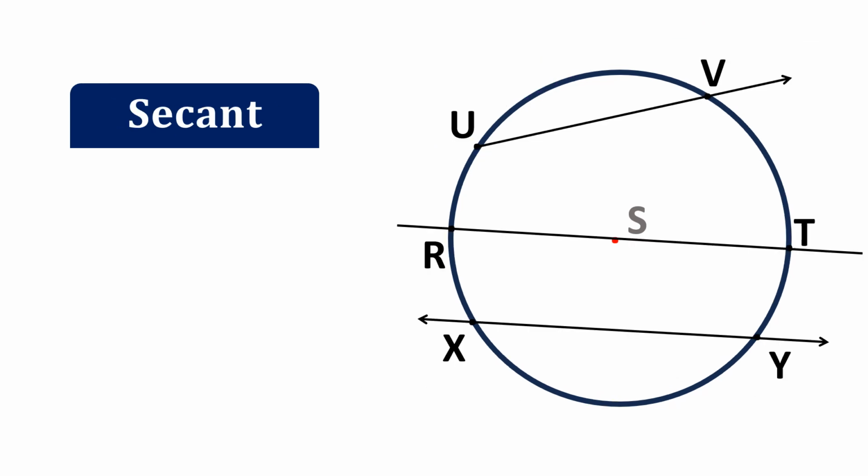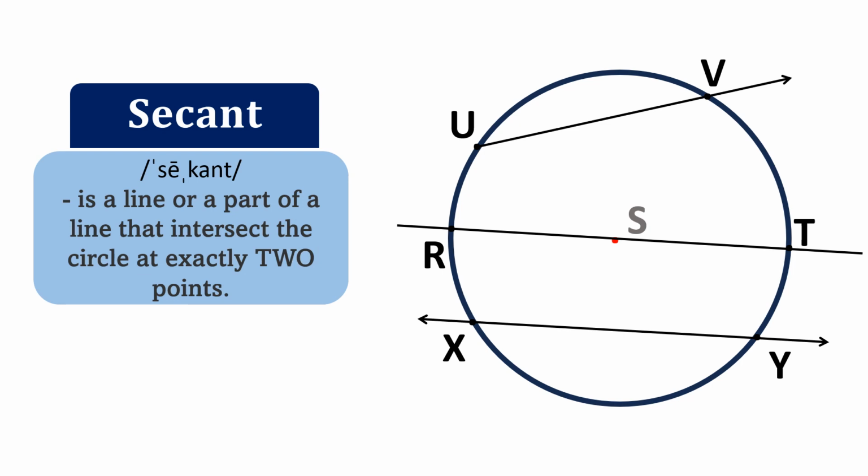Next is secant. It is a line or a part of a line that intersects the circle at exactly 2 points. In this figure, let us identify the secant. The first one is line XY or line YX.